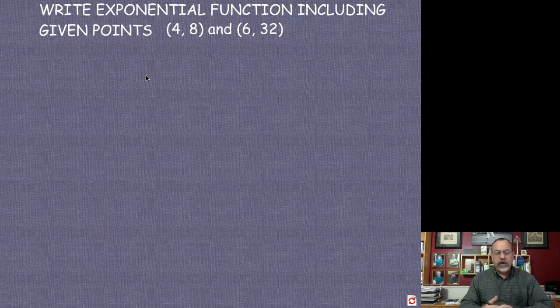The second type of problem that we'll do here is that we need to write an exponential function that includes the given points. In other words, the exponential growth or decay model goes through these 2 points on the graph. And so we need to figure out the equation that when I put in this 4, it produces 8, and when I put in this 6, it produces 32. Now this is really just a matter of using the substitution method that we use with linear equations.